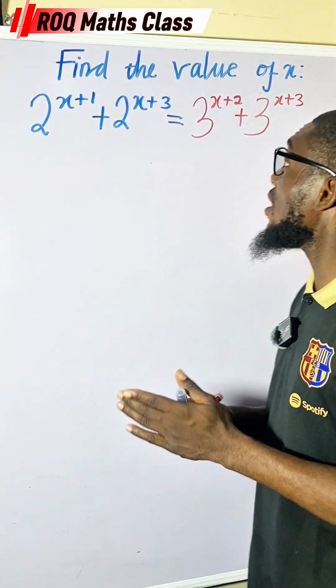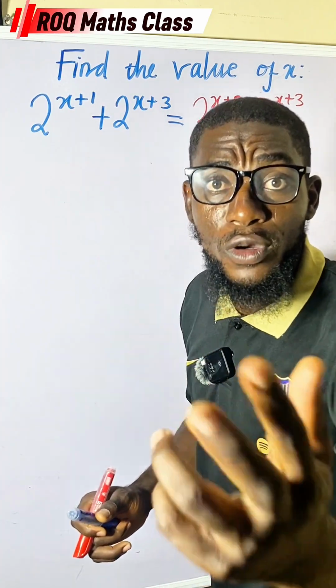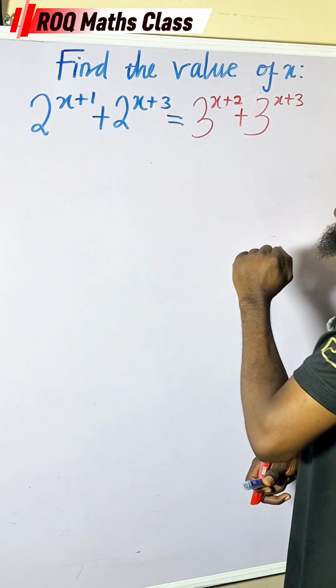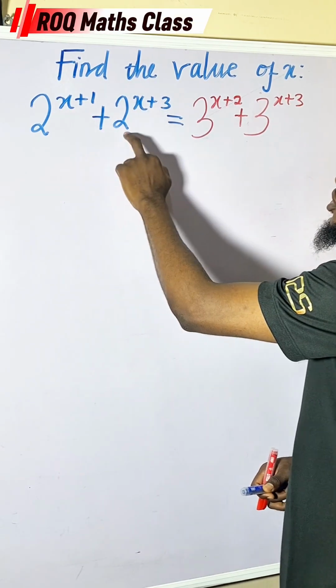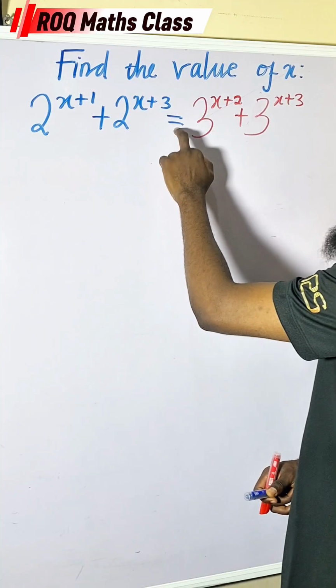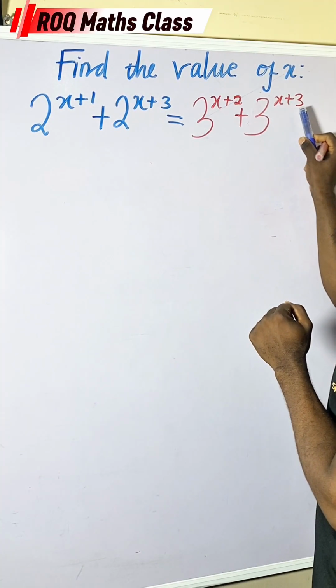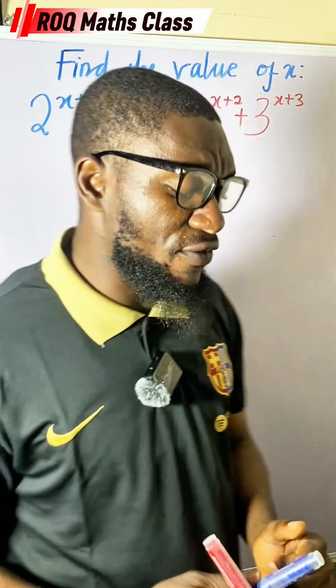Again, we have another tricky exponential question on the board. Move closer. Find the value of x. We have 2 to the power of x plus 1 plus 2 to the power of x plus 3 equals 3 to the power of x plus 2 plus 3 to the power of x plus 3. Wow, this is massive. Now let's solve this together.